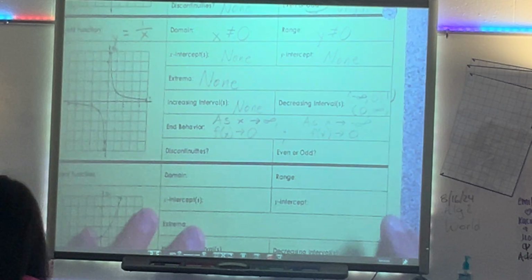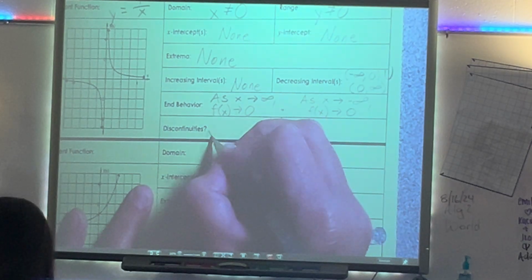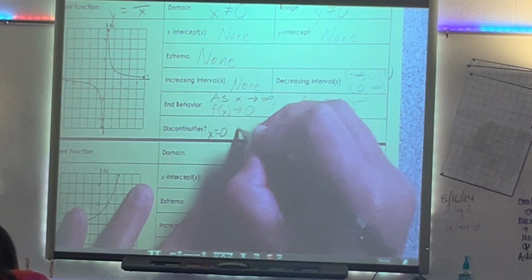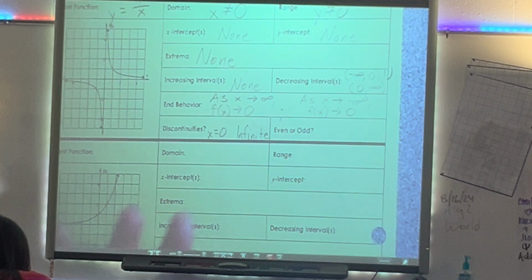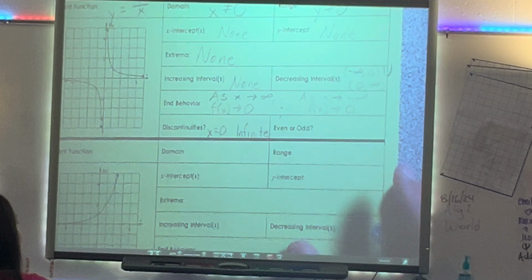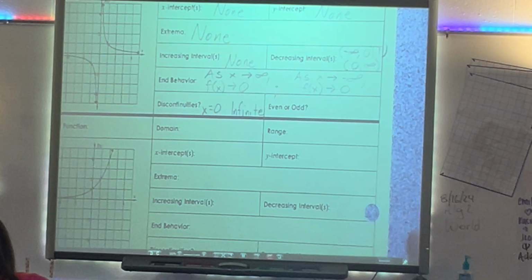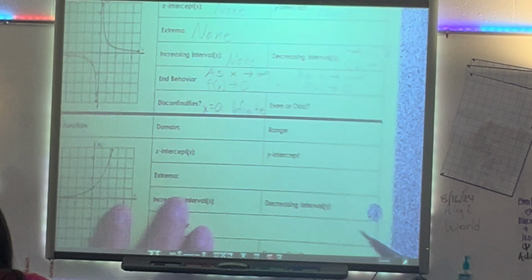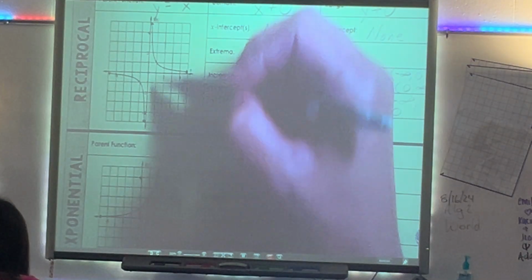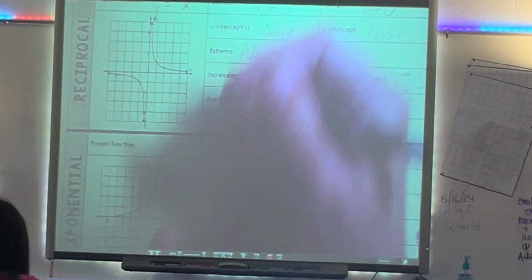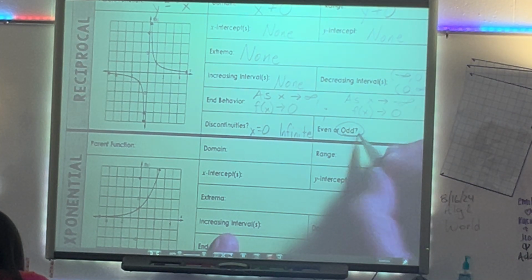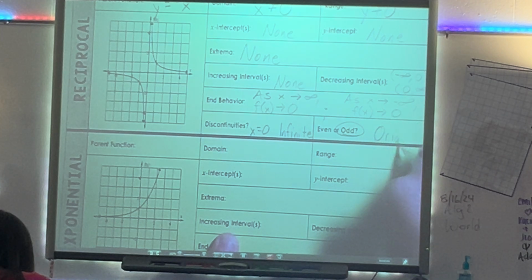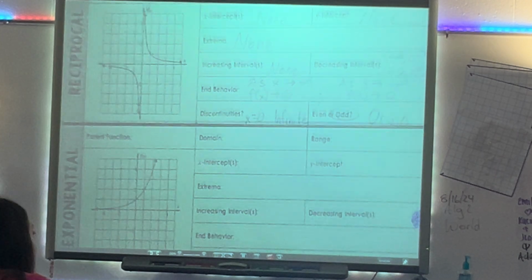The discontinuities on this would be written at x is equal to 0, and it is an infinite discontinuity. Did we do discontinuities last year, the different types? Okay, we'll talk about them in this unit then. I can't remember if we did them last year or not. So it's infinite because it's not just a hole, it's like a whole line, so there's always a discontinuity there. This is an odd function, so it's symmetric at the origin until it shifts.